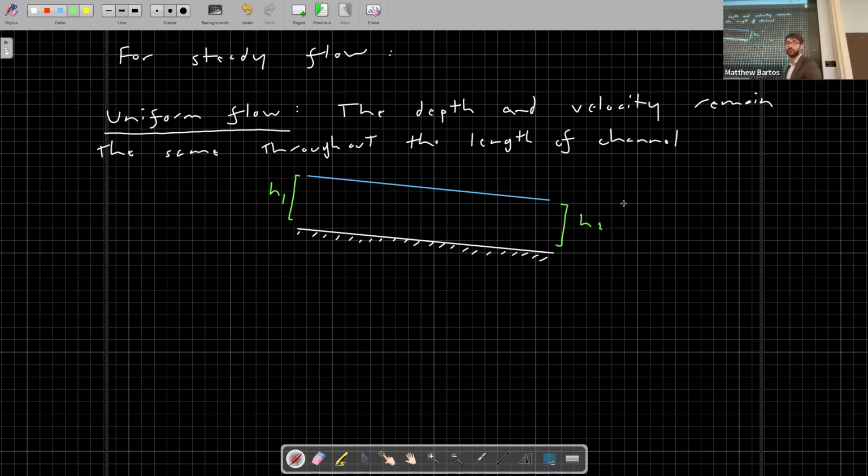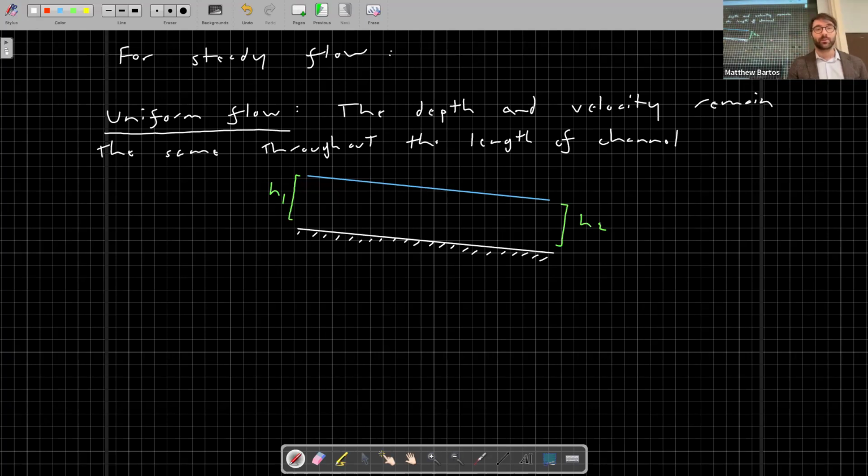So for uniform flow, the only thing that can happen is that the water surface is parallel to the bottom slope of the channel. So we'll be talking about this case pretty extensively over the next couple of weeks. It's an important case for design in particular.